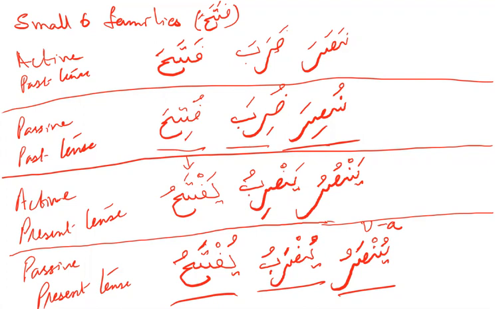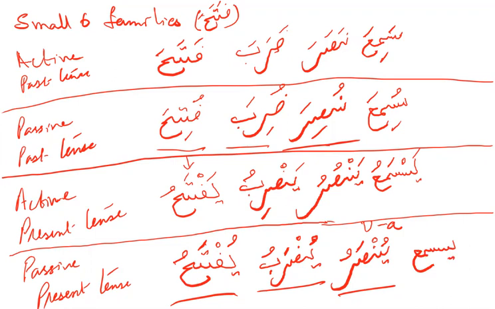Okay. Then you have sami'a. And sami'a, what will be the passive past tense? Sumi'a. Yes. Sumi'a. And what will be the present active? Yasma'u. Sami'a, yasma'u. Sumi'a. What will be the present passive? Yusma'u. Sorry. No problem. Okay, let's do the hasiba family now.